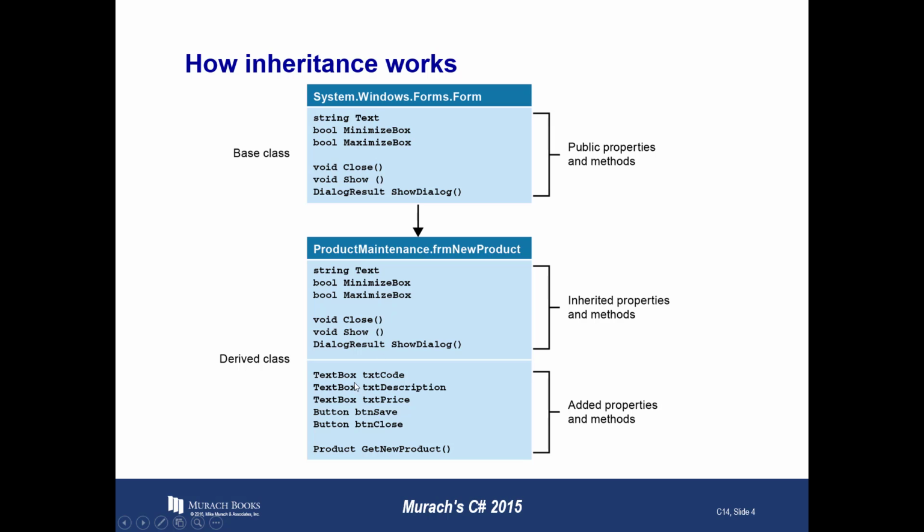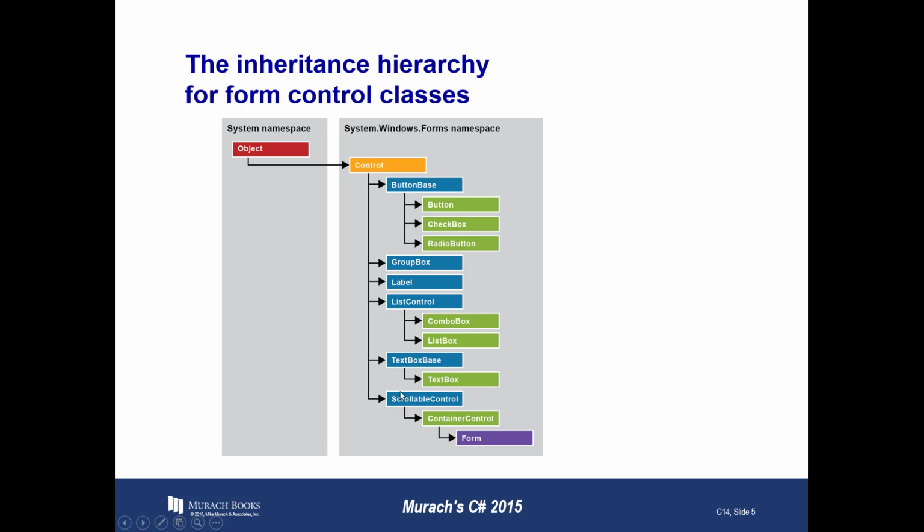Then we can add our own things in here, such as our text boxes for our product code, product description, and product price, and buttons so that we're able to save what we're working on and to close the application. Plus we can get a product, where we've got to get a new product in here. Again, as it says, these are all public properties and public methods. They all get inherited, and then we add our own properties and methods to it. That's kind of how this works.